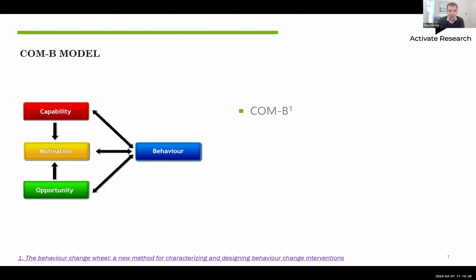And in a nutshell, the COM-B model basically says that in order to do a particular behaviour, we need to have each of three things. We need to have the capability, we need to have the opportunity, and we also need to have the motivation. And if all three of those things are not there, then the behaviour won't occur. What do I mean by capability, opportunity, and motivation?